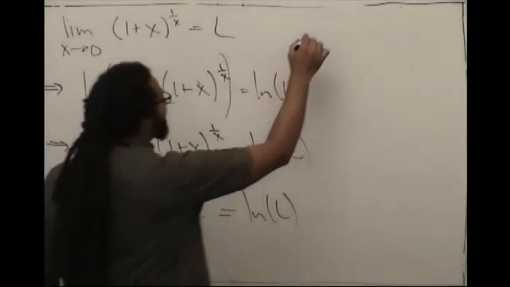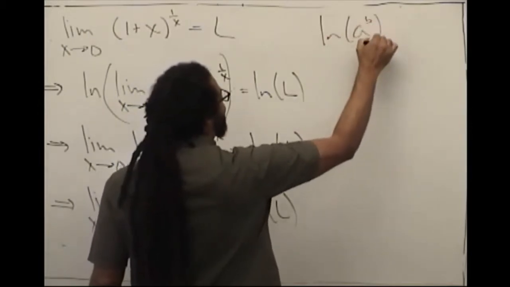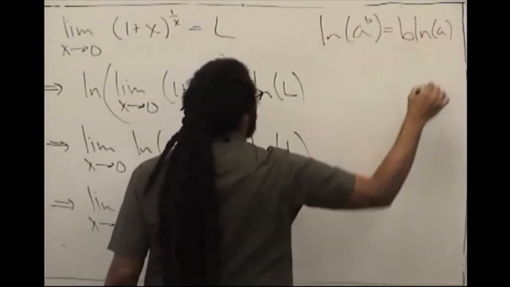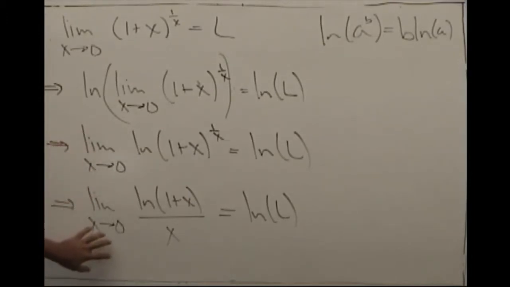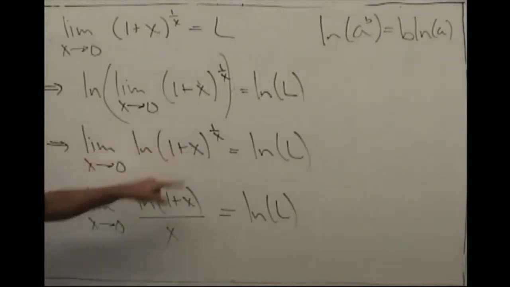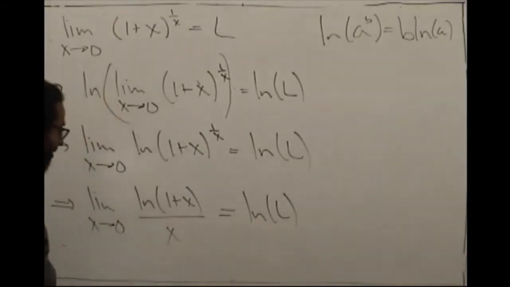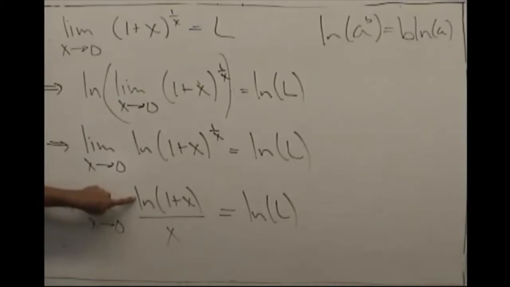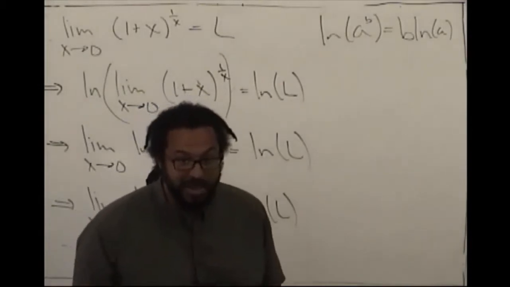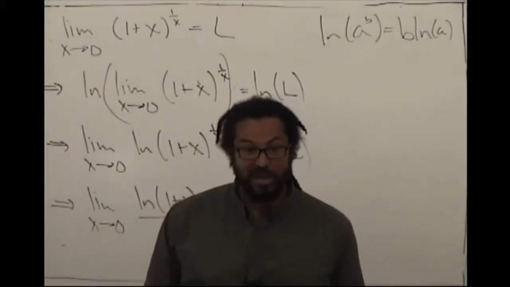And that's good now because our rule of logarithms says that the natural log of a to the b is the same thing as b times natural log of a. So I can write this 1 over x down in the front. And so this limit is equal to the limit as x approaches 0 of natural log of 1 plus x, all over x, since multiplying by 1 over x is the same thing as dividing by x. So that's equal to the natural log of L. Now, if you look, this thing has the good form 0 over 0, which means we're allowed to apply L'Hopital's rule. That will be the last couple of steps.